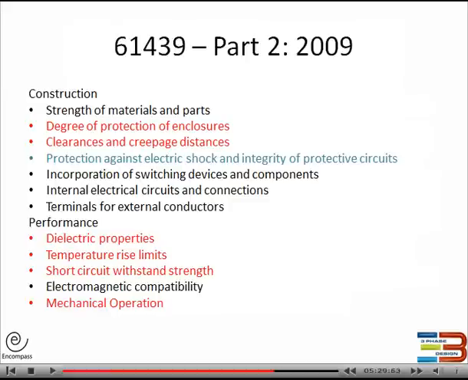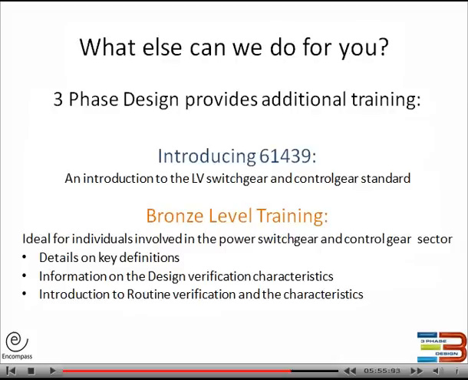In addition to these original characteristics, there have been some more added. These are strengths of materials and parts, incorporation of switching devices and components, internal electrical circuits and connections, terminals for external conductors, and electromagnetic compatibility. You can now also see the new title for protection against electric shock and the integrity of protective circuits.